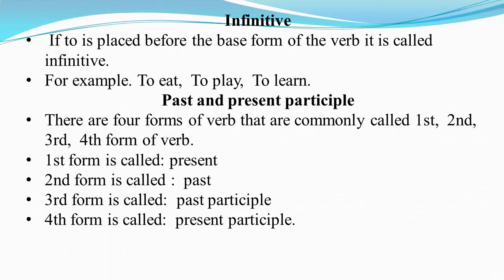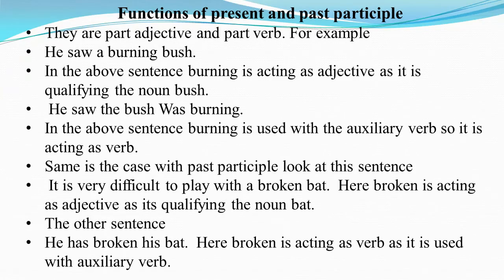Okay dear students, so now past participle is the third form of verb and present participle is ing form of verb. Now let's see what functions do they perform. The participles are part adjective and part verb. For example, look at the sentence. Here we have a present participle. He saw a burning bush. In this sentence, the present participle burning is acting as an adjective.